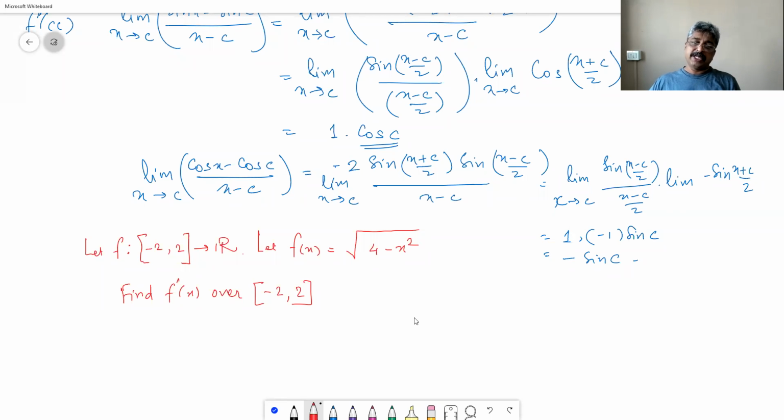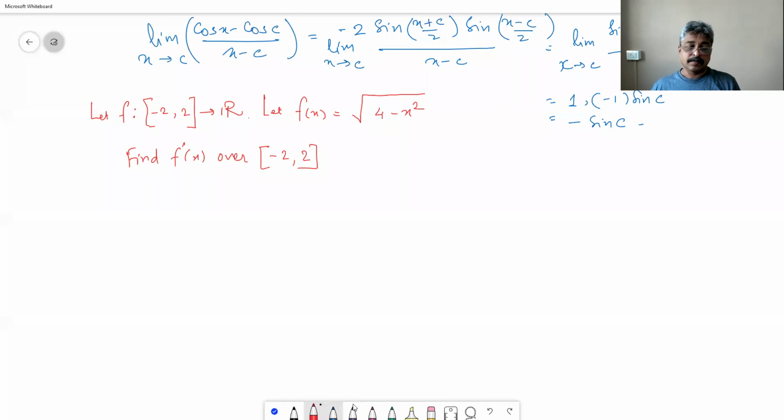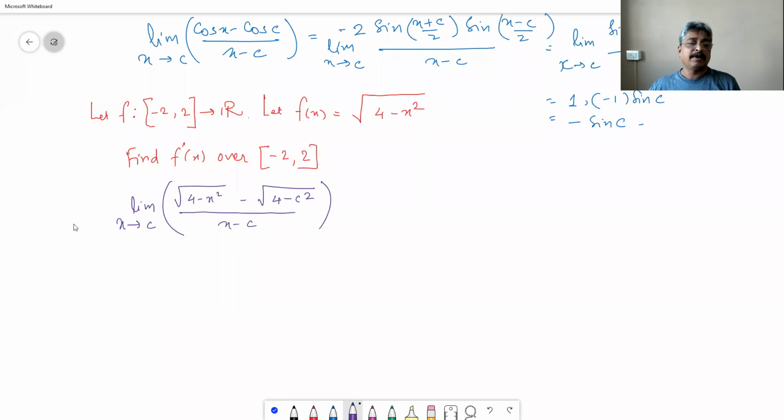While dealing with this problem, it is basically evaluation of a limit, and the trick that we need to develop for evaluation of a limit is to get rid of the indeterminateness of that function. Either by factorizing, if you can cancel the bad factor and get rid of indeterminateness, that is one story. Second, maybe in this case it is going to be rationalization. So let us write down the limit as x tends to c of radical 4 minus x square minus radical 4 minus c square divided by x minus c. That is our definition of f dash at c.